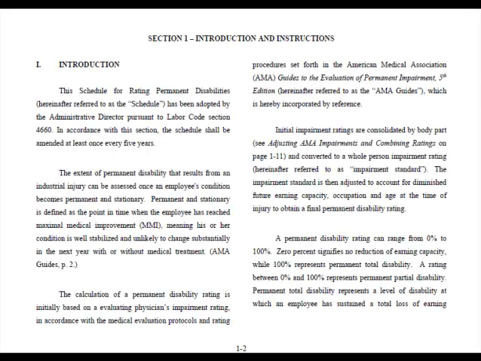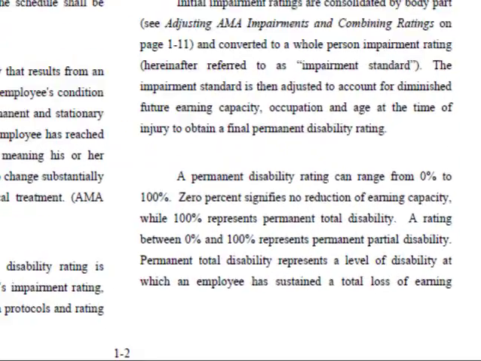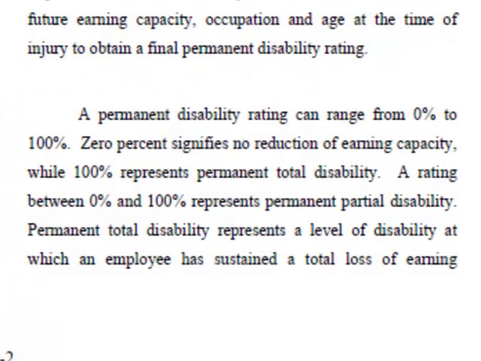Permanent disability is expressed as a percentage. A permanent disability rating can range from 0 to 100%. 0% signifies no reduction of earning capacity, while 100% represents permanent total disability. A rating between 0 and 100% represents permanent partial disability. Permanent total disability represents a level of disability at which an employee has sustained a total loss of earning capacity.